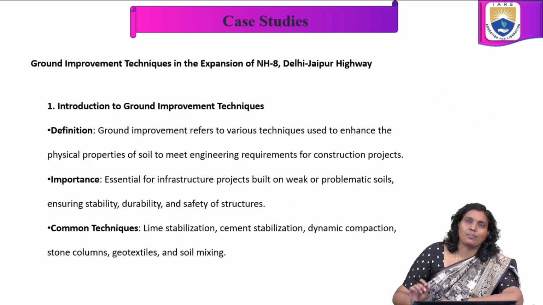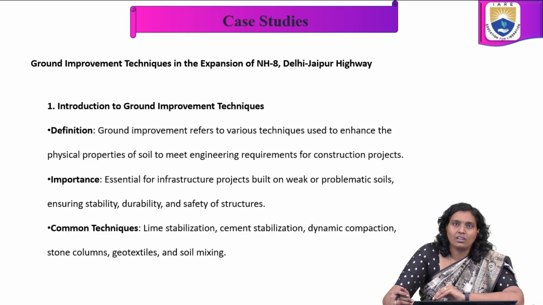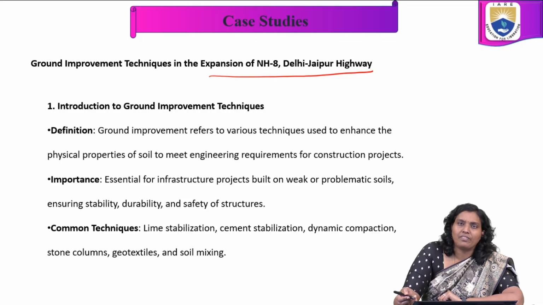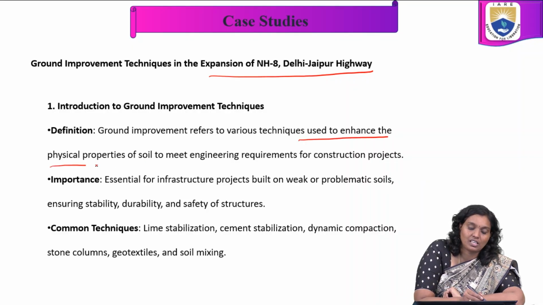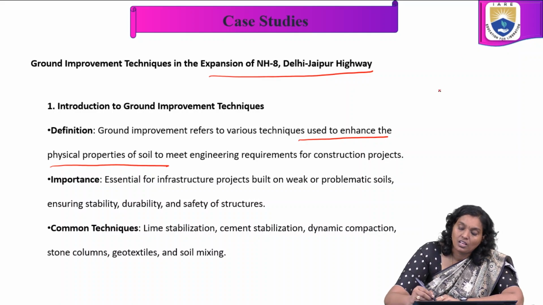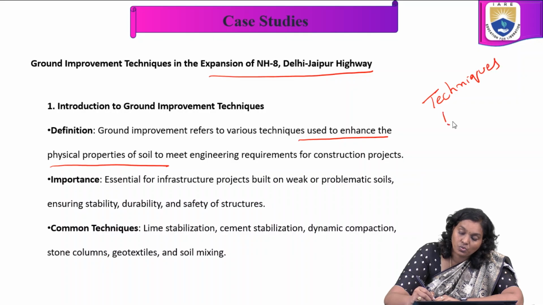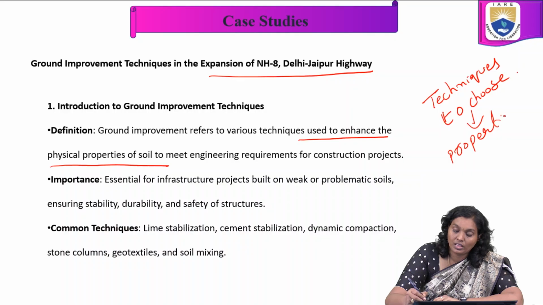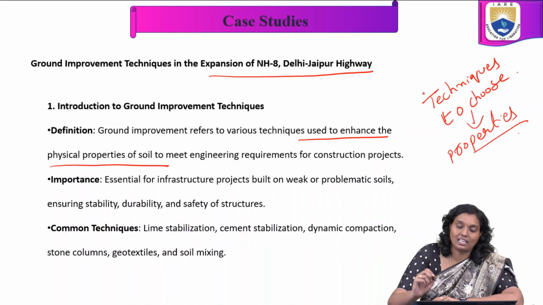These are the considerations which we are going to understand in environmental as well as sustainability considerations. In this, from the ground improvement point of view, for the expansion of NH8 and Delhi Jaipur highway, it refers to various techniques used to enhance the physical properties of the soil to meet engineering requirements for construction projects. So we have different kinds of techniques to choose, and based on the best practice, we are choosing the technique.